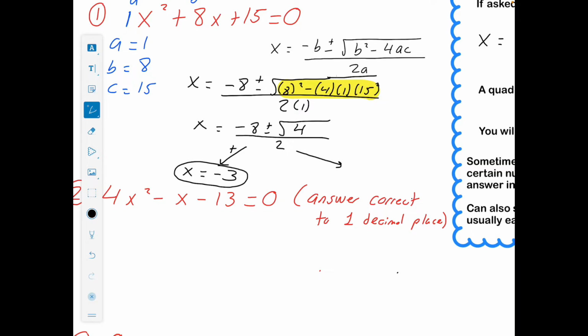Because 2 by 1 is 2. And I get out x is equal to minus 3. Okay, that's one of my answers. I said we'd always get two answers. So now we need to change that plus sign to a minus.